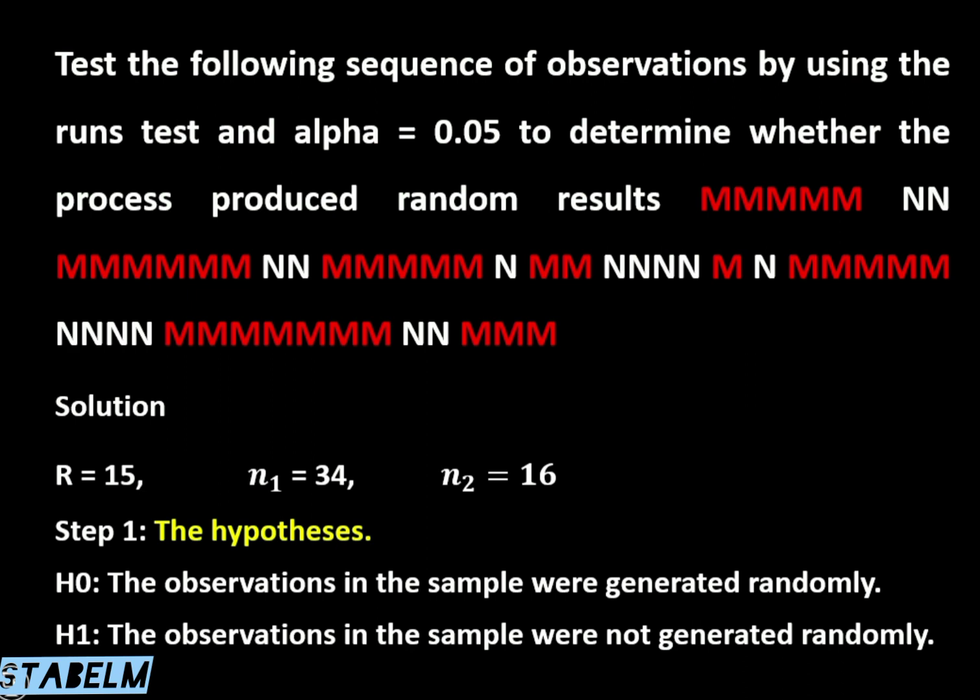Now the second step is to state the level of significance. Our level of significance from the question is alpha equals 0.05. That is the level of significance. This is the second step.